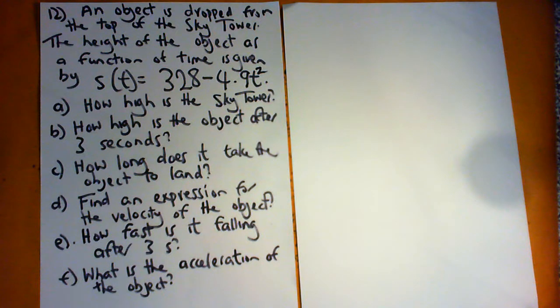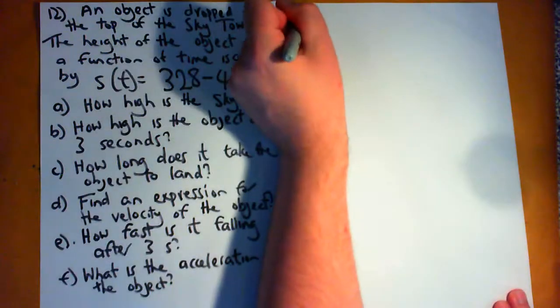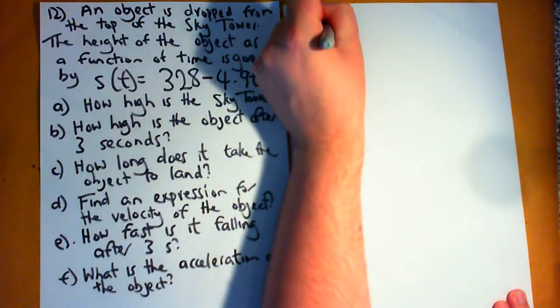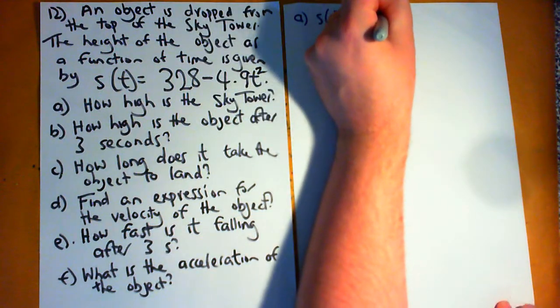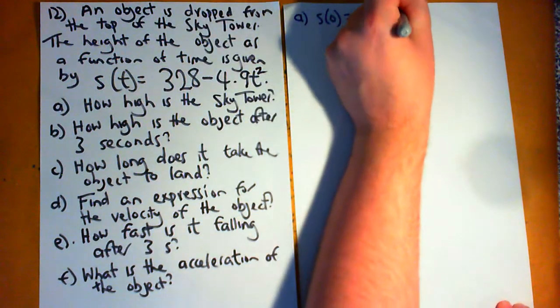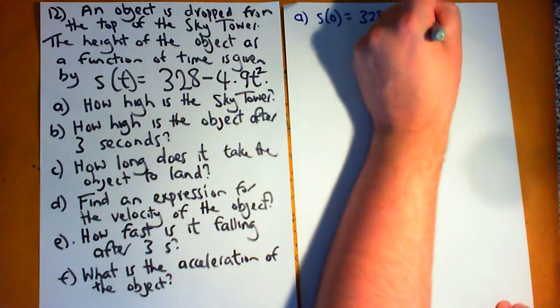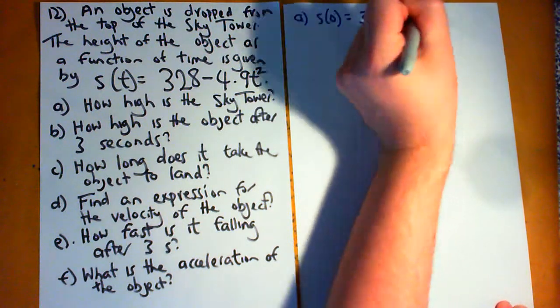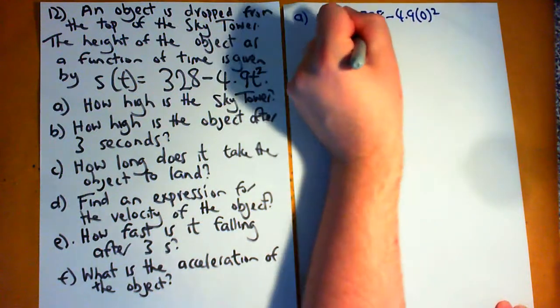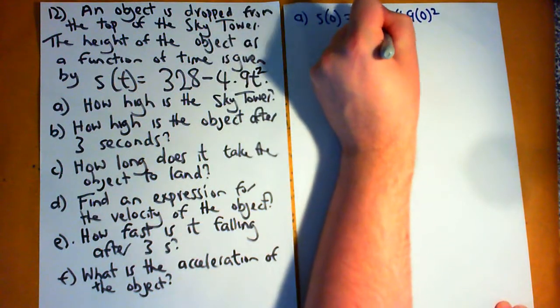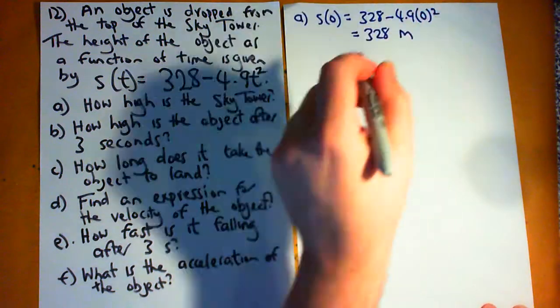Well, the height of the Sky Tower must be the same as the height of the object as it was released, which would be at time 0. So we need to work out what the height is at time 0, so we can substitute in 328 minus 4.9, substitute in 0, so we get 4.9 times 0 squared. 328 minus that is 328 metres.